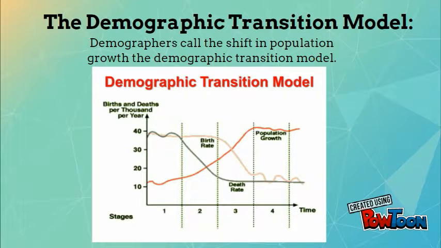In stage 3 of the demographic transition model, death rates are low and birth rates decrease, usually as a result of improved economic conditions. In stage 4, birth rates and death rates are both low, stabilizing total population growth.